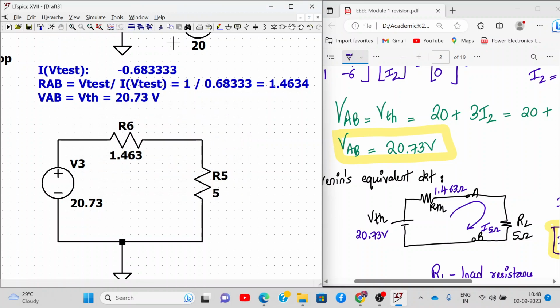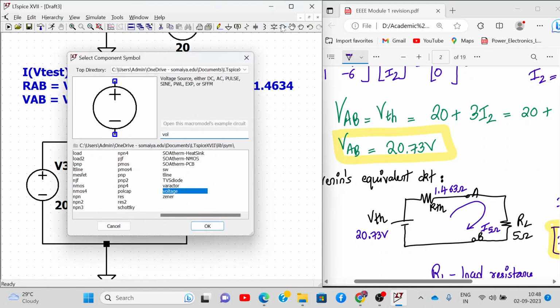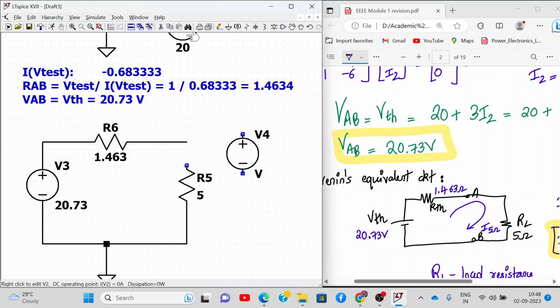Now to get the proper value, you're getting the current negative, right? So how to do it? You add a 0 volt test source over here, so that you get the current positive. That's the only reason we are connecting a 0 volt test source.